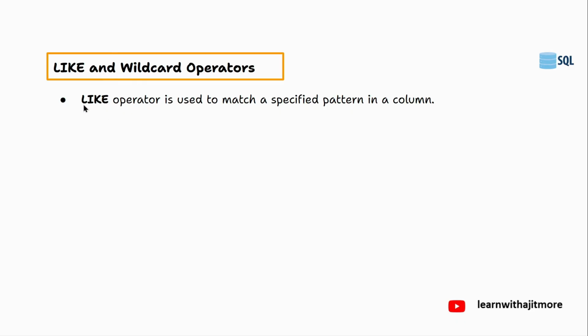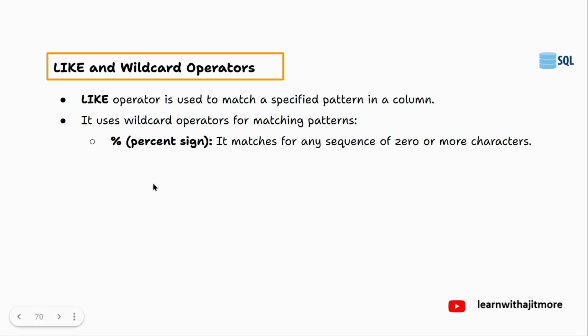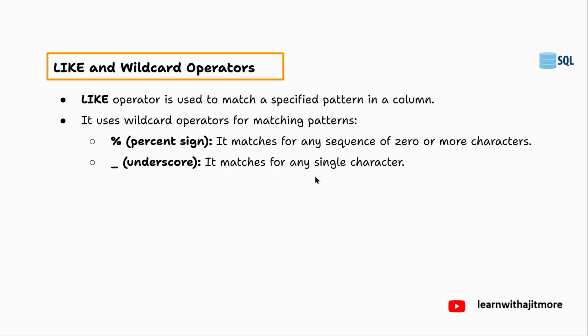So how to do the pattern matching using the like operator. The like operator is used to match a specified pattern in a column. Means it is checking whether your column value is following that pattern. If your column value follows the pattern, true. If the column value doesn't follow the pattern, false. Then it uses wildcard operators for matching the pattern. Now, what are those wildcards? Only two are there. One is underscore and one is percent. See, percent matches any sequence of zero or more characters. Zero or more. And underscore matches exactly one character.